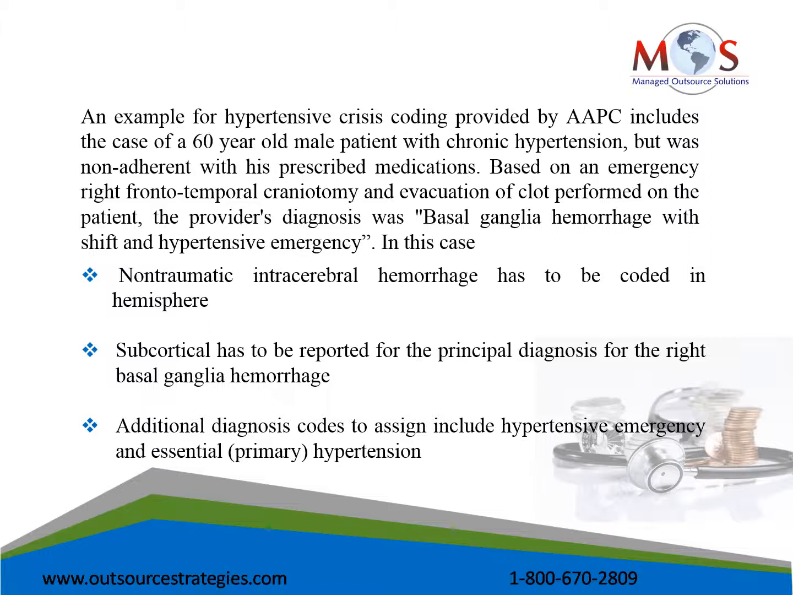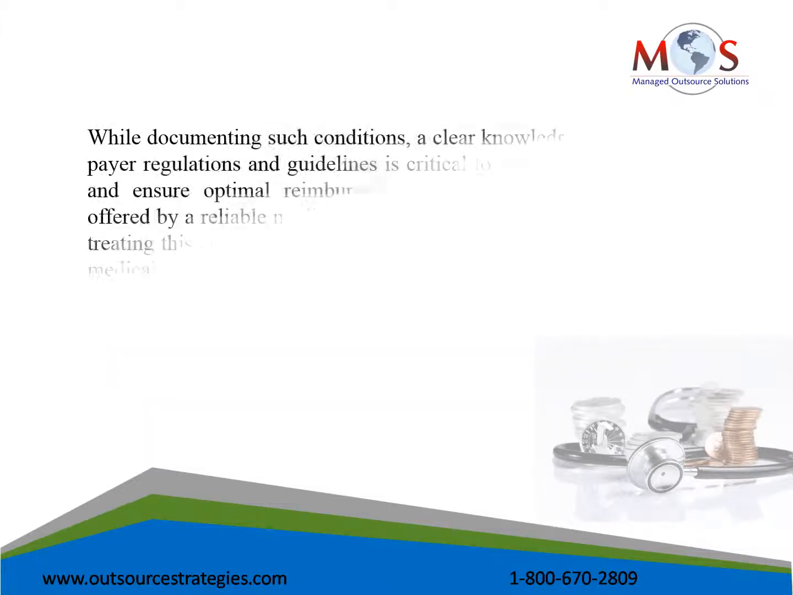In this case, code non-traumatic intracerebral hemorrhage in hemisphere subcortical has to be reported for the principal diagnosis for the right basal ganglia hemorrhage. Additional diagnosis codes to assign include hypertensive emergency and essential primary hypertension.